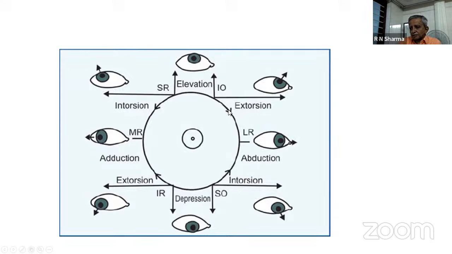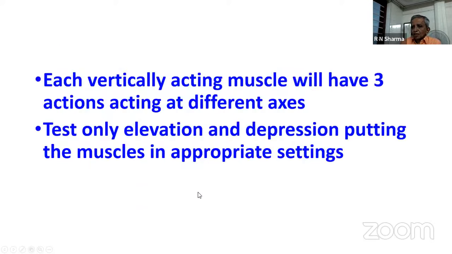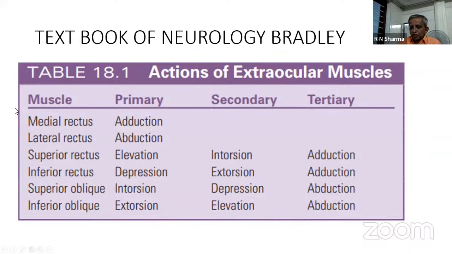Again, remember, this arrow and this arrow of the obliques will meet. Similarly, the torsional activities of superior rectus and inferior rectus will be meeting. That is for remembering the diagram. Each vertically acting muscle will have three actions, which are already depicted. So this is a text from the textbook.